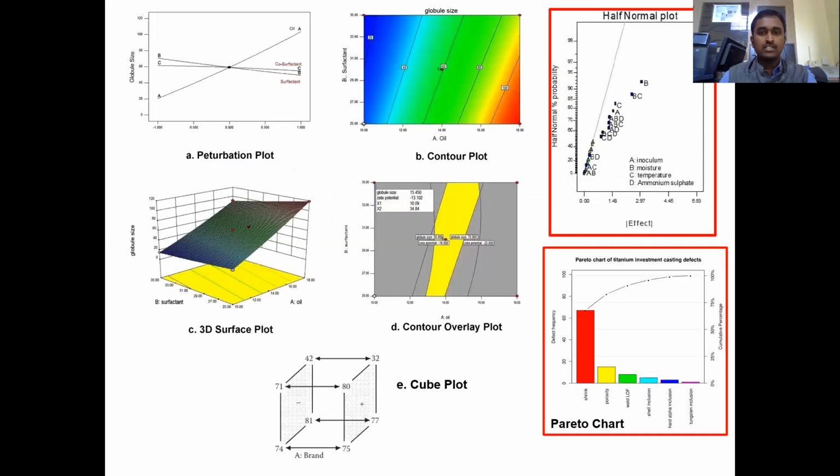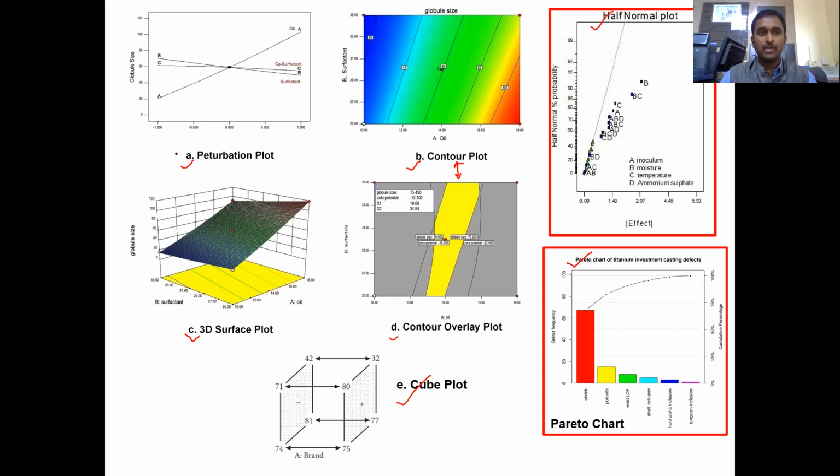What you are seeing on the screen are the most useful graphs when you are doing DOE experiments. One is the perturbation plots, another is the contour plots, 3D surface plots, and contour overlay plots. That is something like contour plots only; I'll tell you the meaning of overlay. Then half normality plots, which you have seen already in the previous sections, then Pareto charts, and finally Q plots. So these are the main graphs one uses when presenting the DOE results.